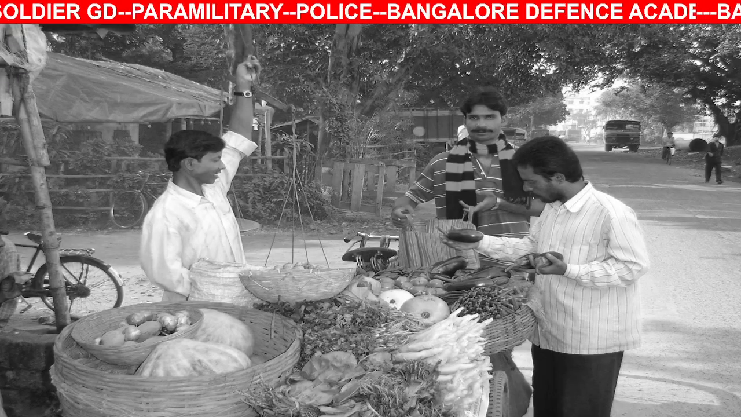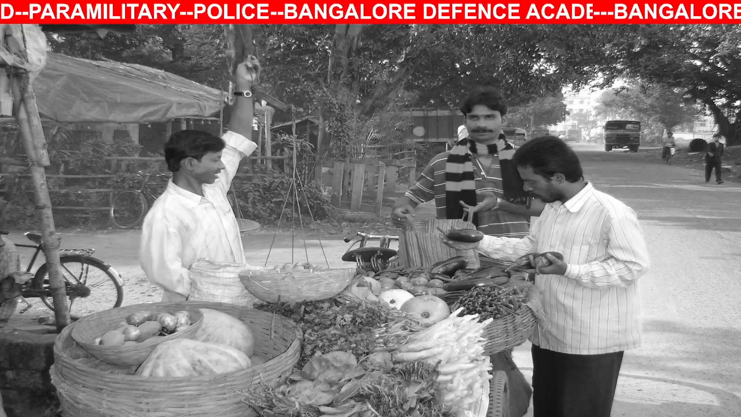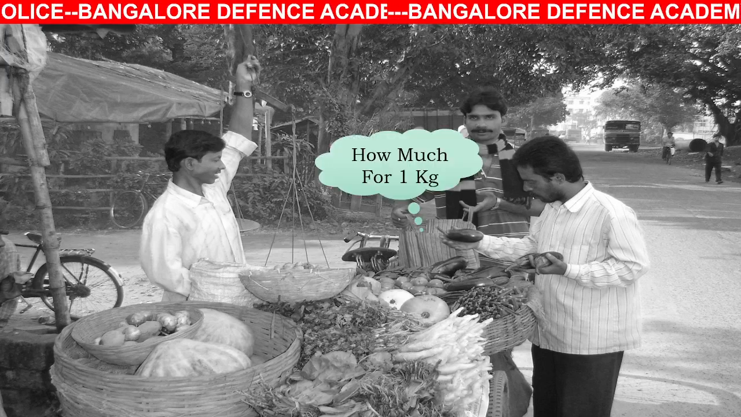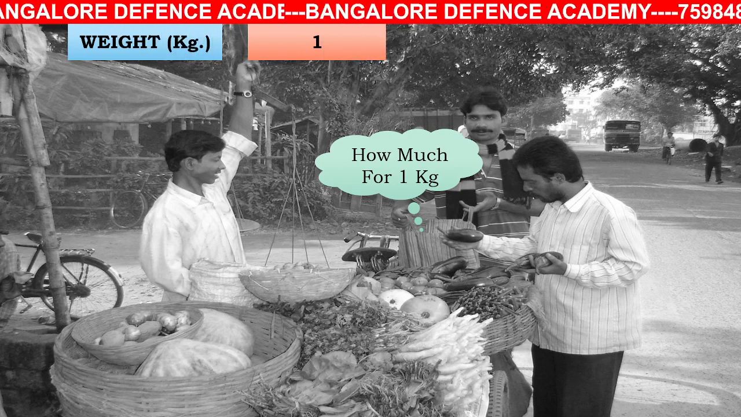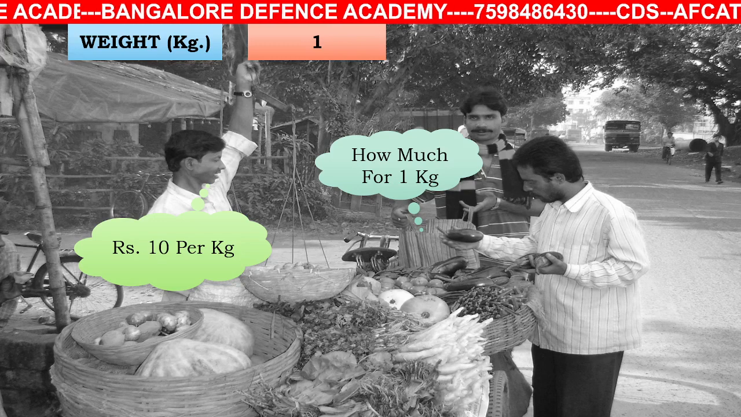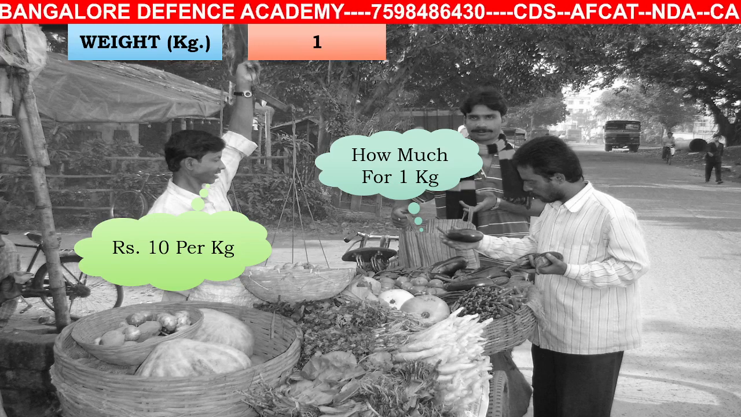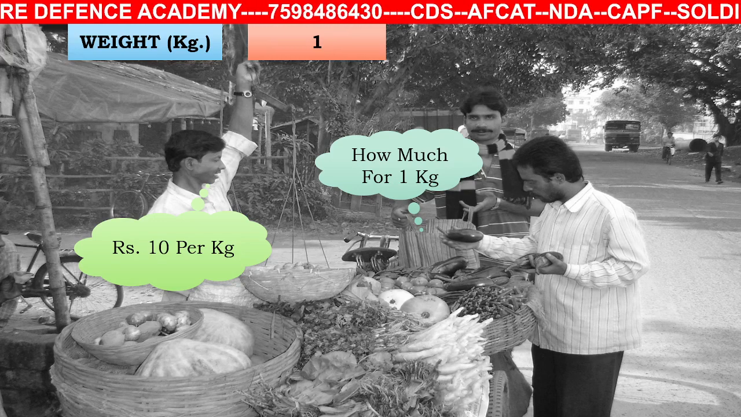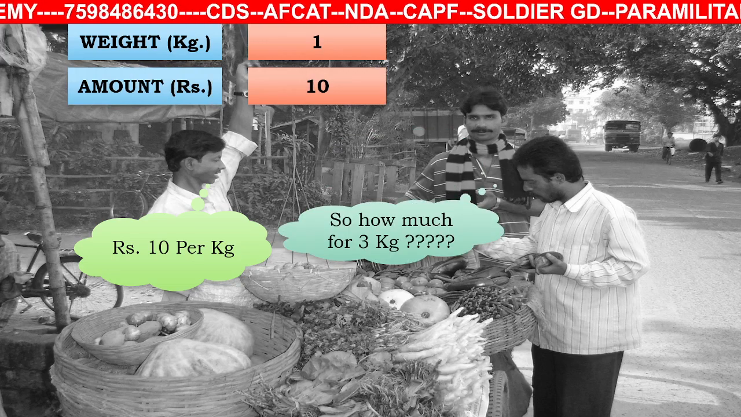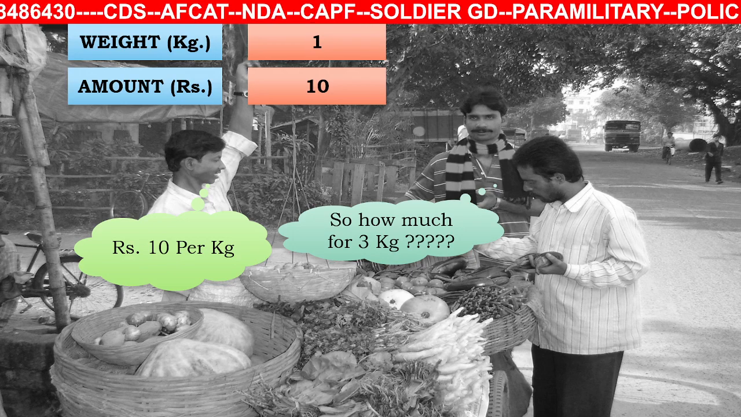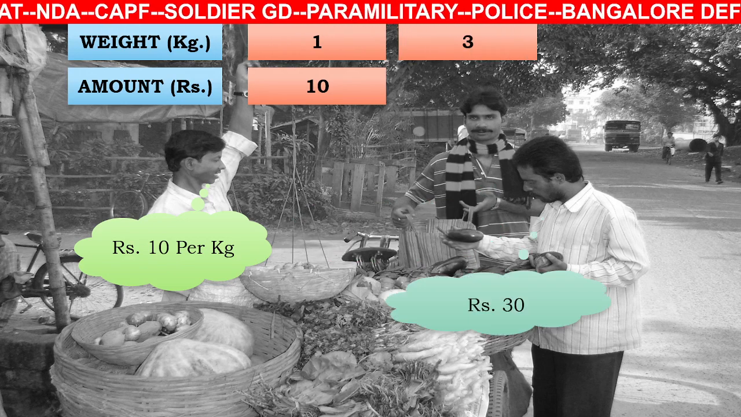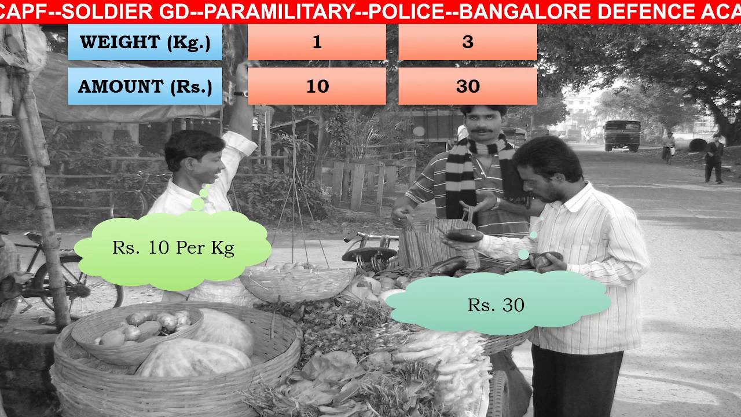Now imagine you are going to buy a vegetable and you have some basic doubts. For example, how much for a kg? The vegetable vendor replied, for 1 kg the cost is 10 rupees. So for 1 kg it is going to cost you rupees 10. The next question from you would be, what is the cost of 3 kg? Definitely, if 1 kg is 10 rupees, the answer is 30. So for 3 kg the cost is 30 rupees.